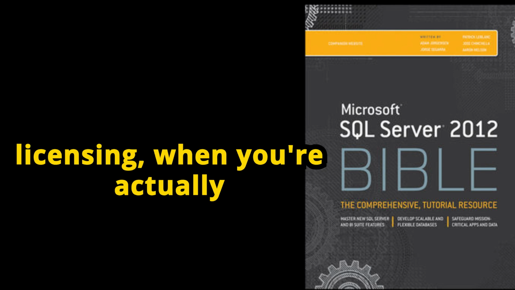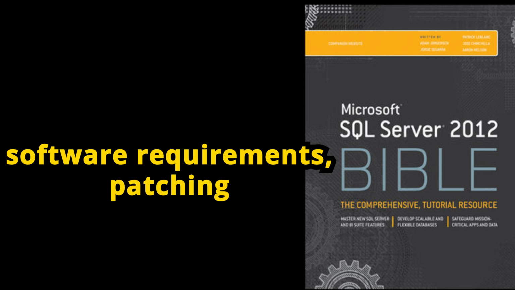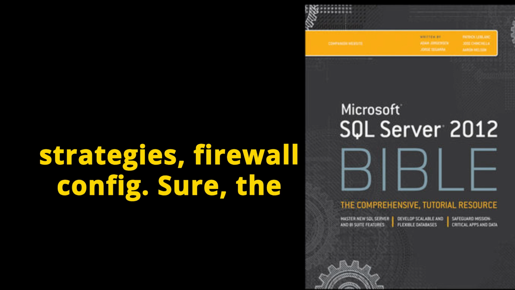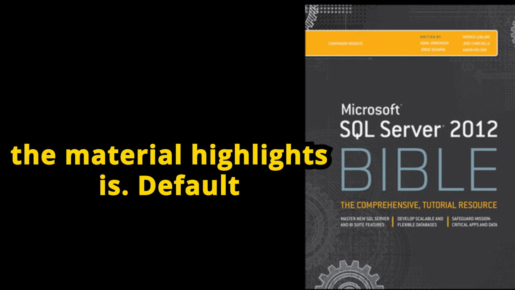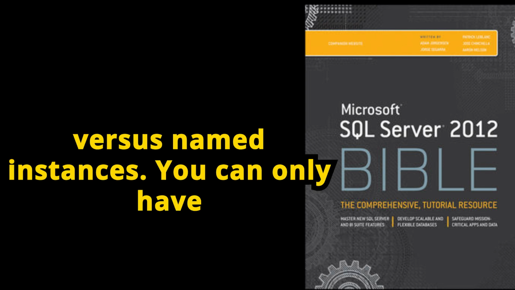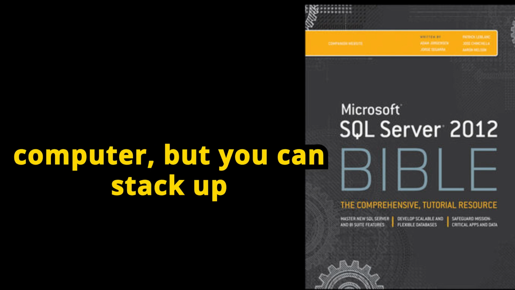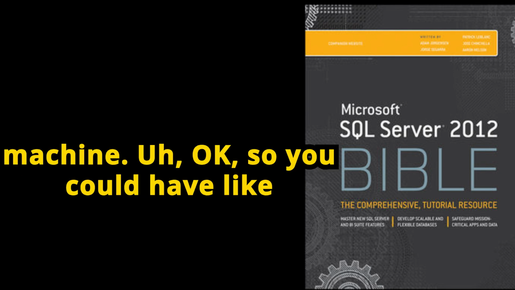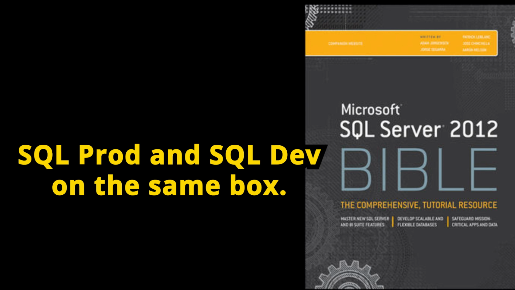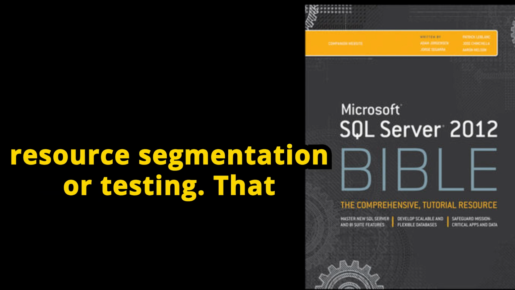Beyond licensing, when you're actually installing it, there are all the usual planning things to think about: hardware, software requirements, patching strategies, firewall config. Sure, the basics. But one key architectural concept the material highlights is default versus named instances. You can only have one default instance of SQL Server per computer, but you can stack up multiple named instances on the same machine. So you could have SQL prod and SQL dev on the same box. Precisely. Gives you great flexibility for resource segmentation or testing.